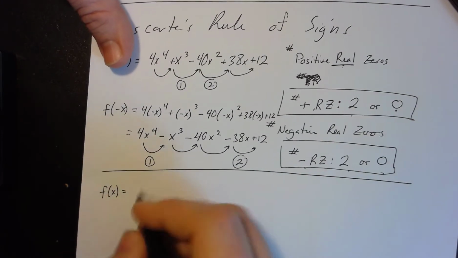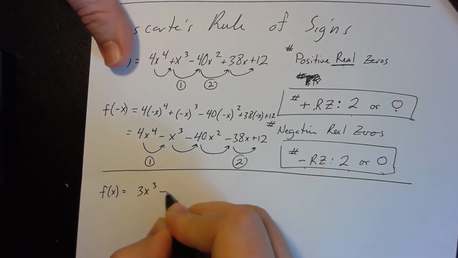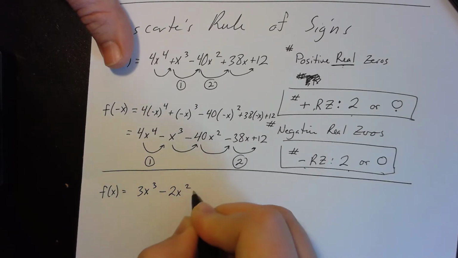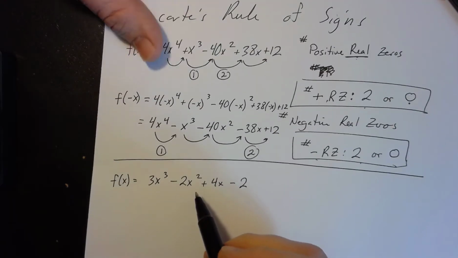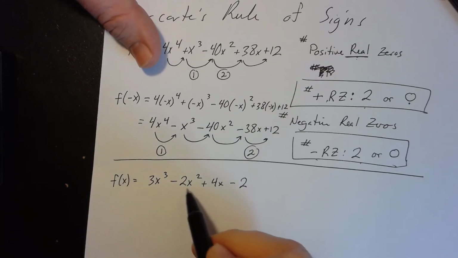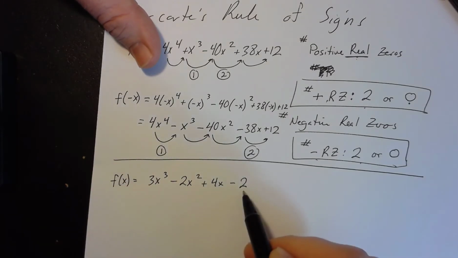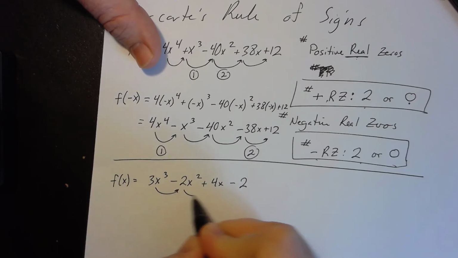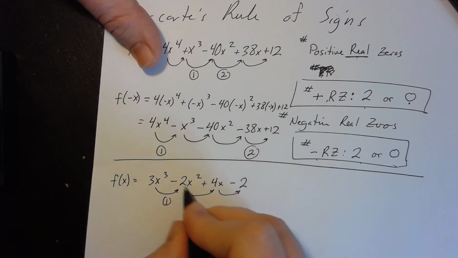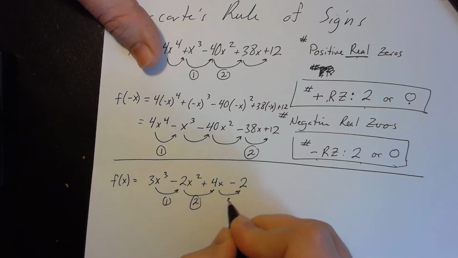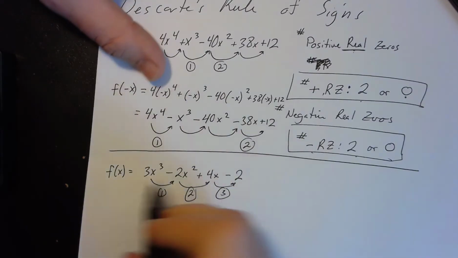Let's say I have f of x is equal to 3x cubed minus 2x squared plus 4x minus 2. You'll notice in this example that I'm going to go from positive to negative, from negative to positive, and from positive to negative. There are 1, 2, 3 sign changes. So 1 from positive to negative, negative to positive is 2, positive to negative is 3. There are 3 sign changes in the original function.